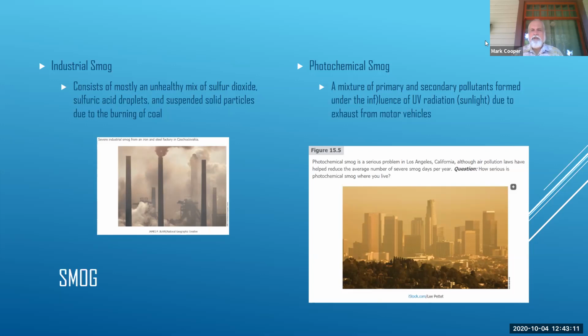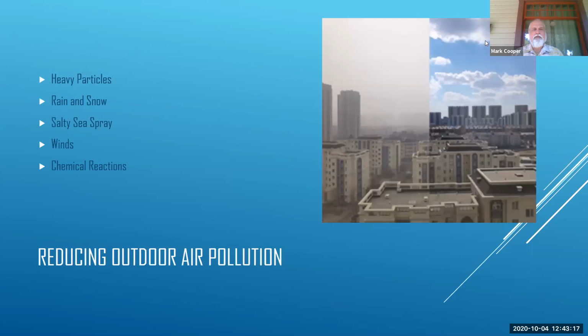And so LA, which is that picture down there on the bottom right, that is our major smog here, heavy areas of ozone. All right, so reducing outdoor air pollution. Heavy particles are actually unfortunately better because they will fall out. If they're heavy, they hit the ground. As long as they're not disturbed, you're not breathing them in. Another one is rain and snow.